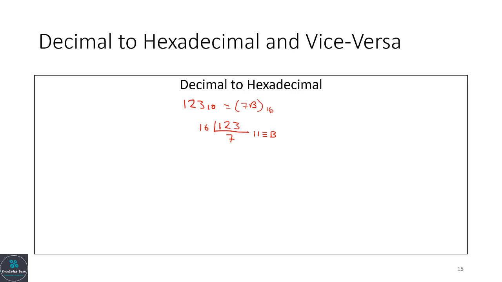Suppose we take another example, a smaller one: 20 in hexadecimal. So 20 divided by the base: the quotient will be 1 and the remainder will be 4. So 14 in base 16.